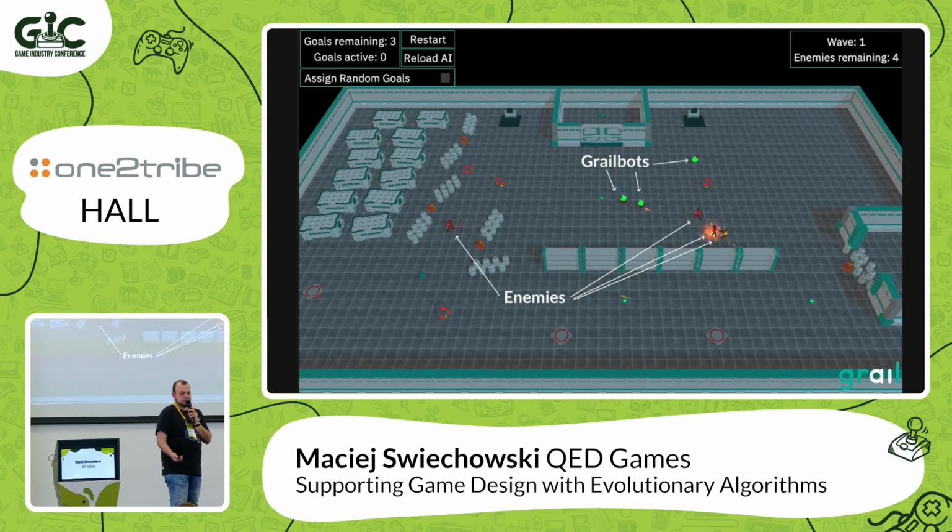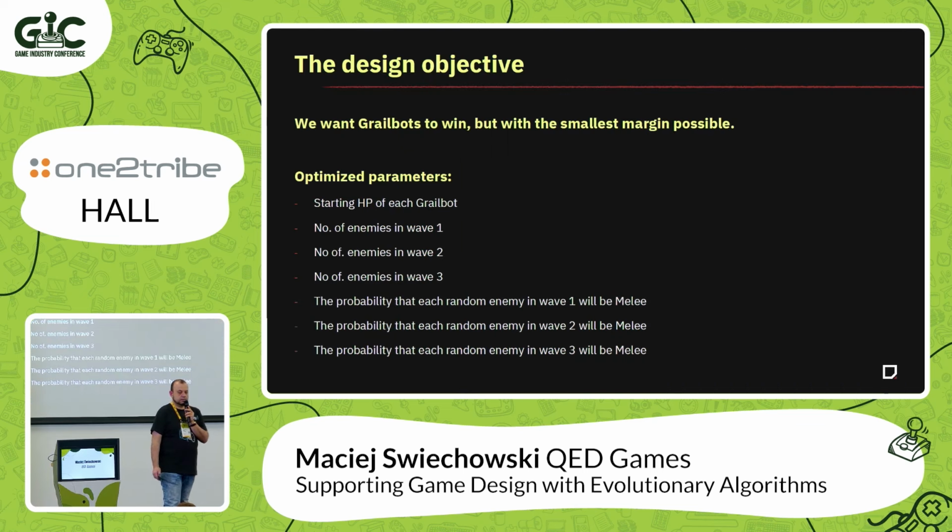And this is a screenshot from this proof of concept. There are 4 units, and there are waves of enemies. And we tried to see whether evolutionary algorithms can optimize the parameters of those waves. So how many enemies should be spawned and what type, how many melee enemies and how many ranged enemies. And we managed to do this. So this is the encoding. Apart from the number of enemies in a wave, we also had the HP of each Grailbot.